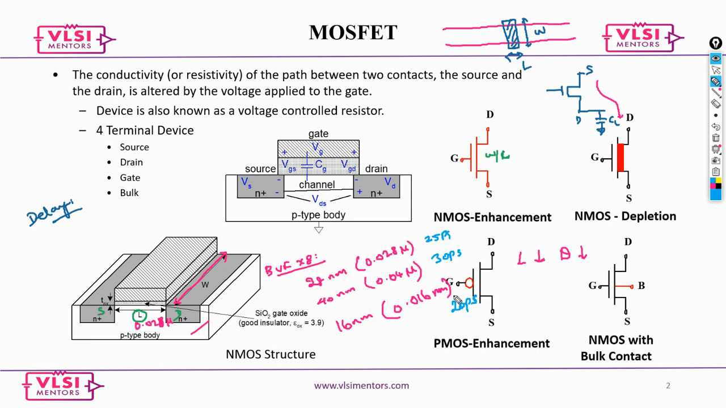So when we go down the technology, what actually happens? The delay is decreasing. No, I'm not asking about the delay, I mean in terms of structure. The length will be reducing. So the distance between the source and the drain would be reduced, and this keeps getting reduced.